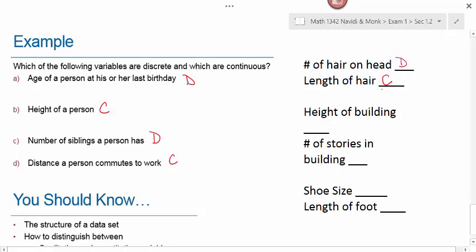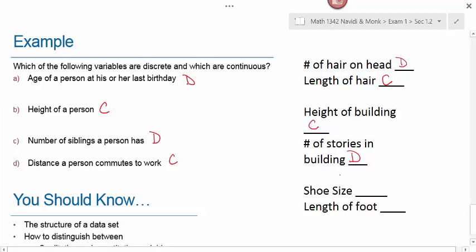The height of a building. Once again, we're talking height, which is a measure of length, and that is also continuous. But the number of stories in a building would be discrete because the stories are the floors in a building, and you can't have 1.5 stories in a building.